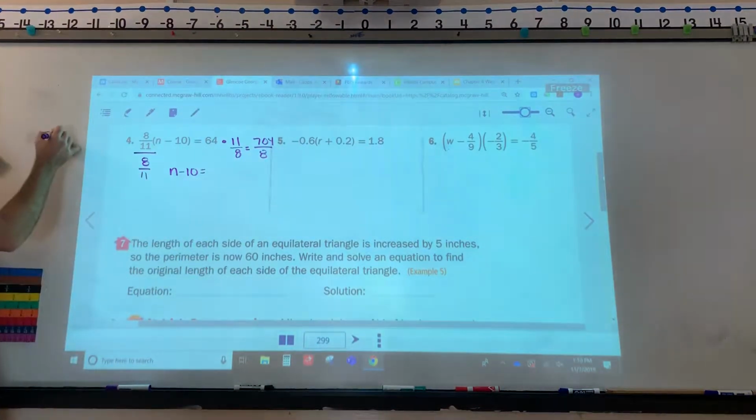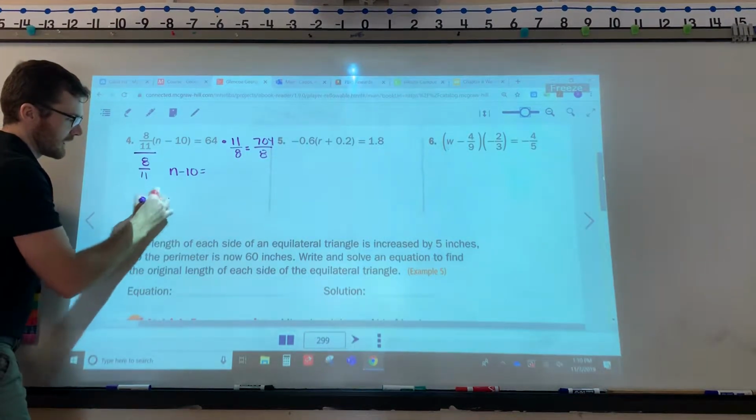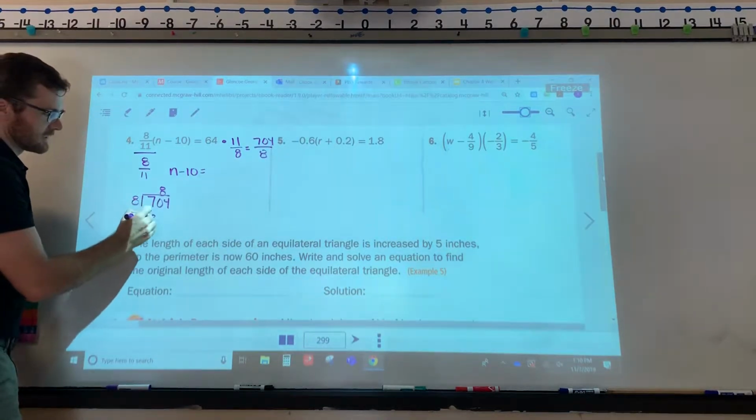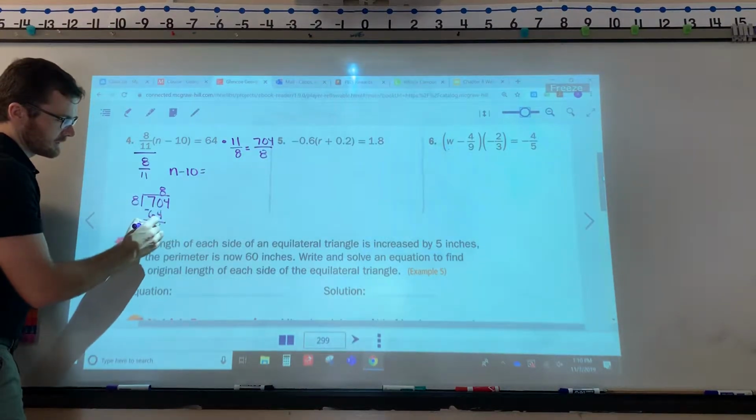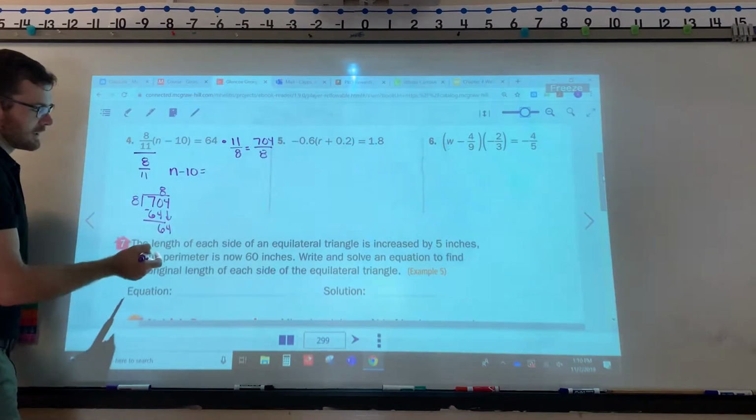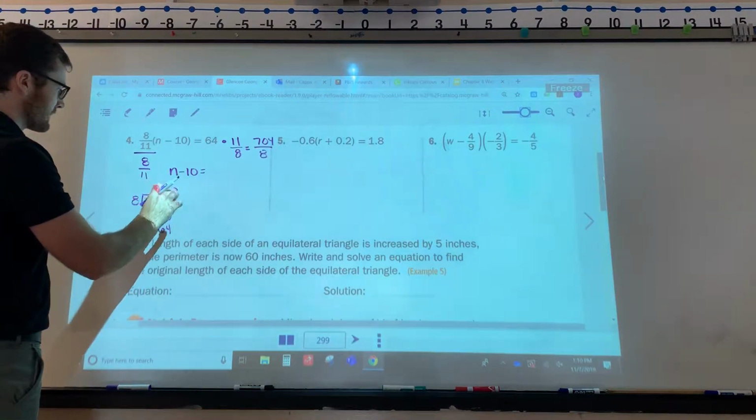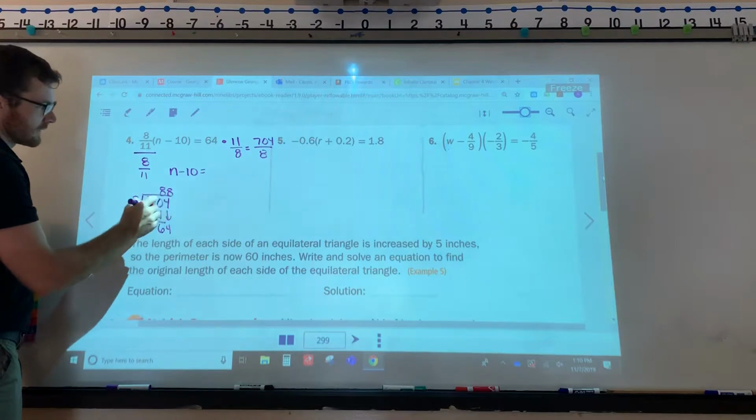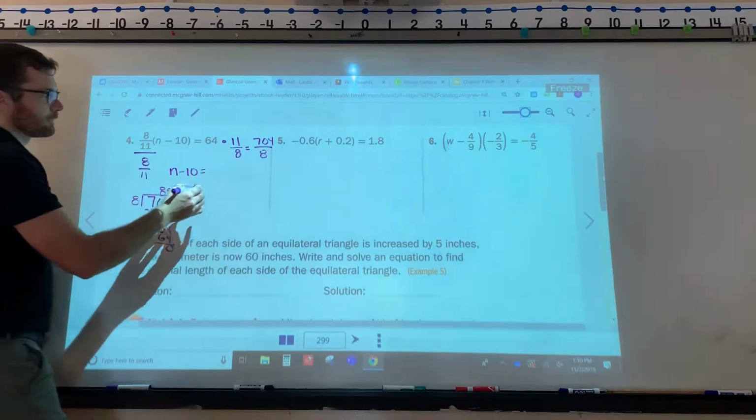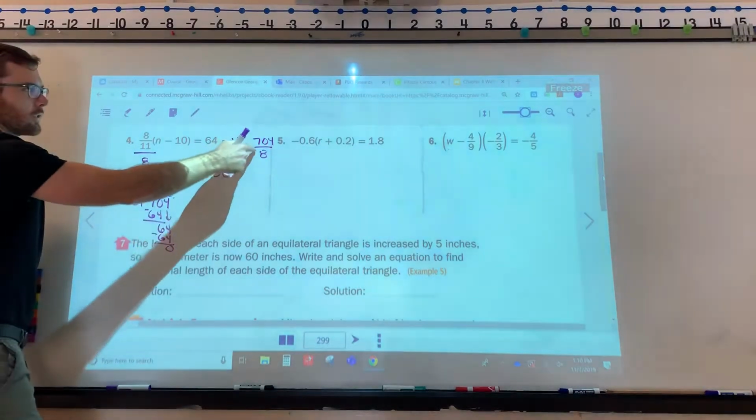I don't know if you can see it over there, so I'm going to do it down here. 704 divided by 8, I know 8 goes into 70, 8 times 8 is 64. When I subtract, 70 minus 64 is 6, bring down the 4, 8 times 8 is 64. So I've got 88. On this side I have 88, because 704 divided by 8 is 88.